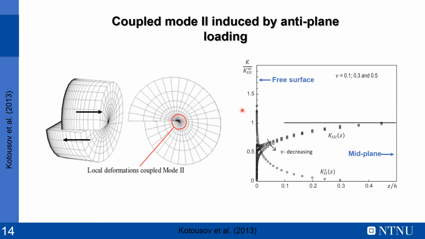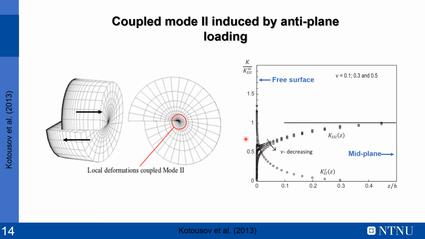If we look at the stress intensity factors, we can see a different behavior with respect to mode 0. In fact, the primary mode 3 stress intensity factor K3 goes from a unitary value on the midplane to 0 values, while the mode 2 stress intensity factor K2 goes from 0 on the midplane to a maximum on the free surface.